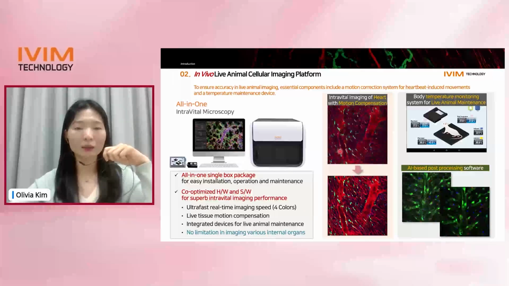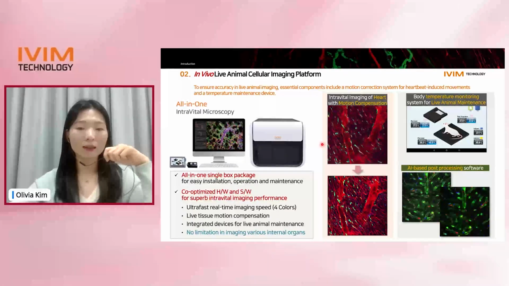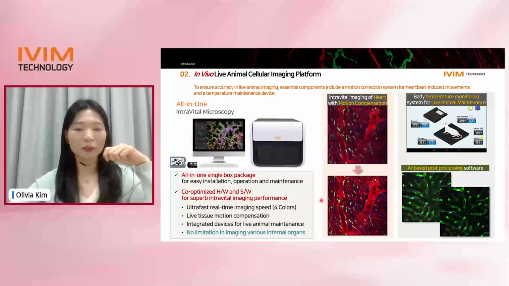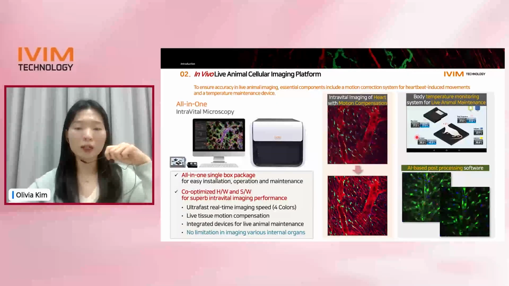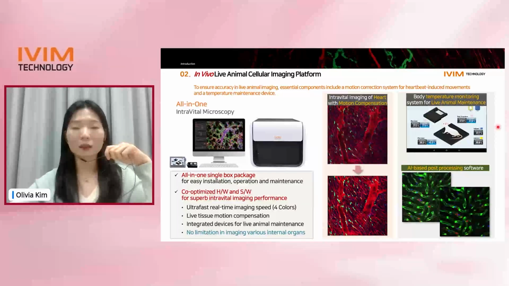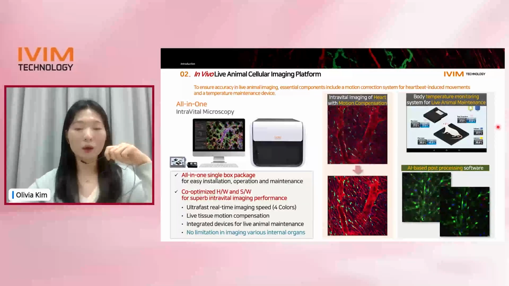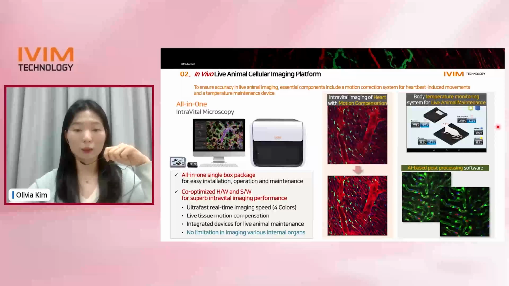First, because the organs are observed in a living state, their motion caused by respiration and cardiac activity has made it extremely difficult to obtain high-quality and stable images using conventional microscopy. However, with iBeam's unique motion compensation algorithm, we are able to correct these physiological movements and acquire high-resolution, artifact-free images in real time. Second, the real-time temperature monitoring system ensures the body temperature is continuously tracked and adjusted if needed throughout long imaging sessions. This not only minimizes physiological variability, but also maintains an ethical experimental environment.